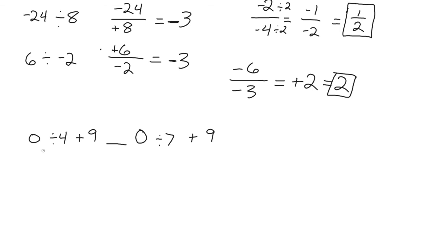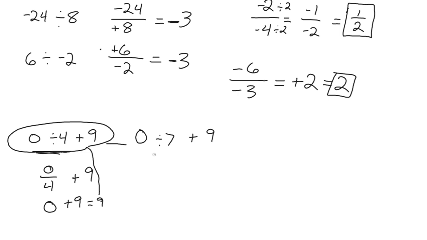Well, let's write this out. And remember, order of operations. You do multiplication and division first before you do addition. So we're going to look at the division first. So 0 divided by 4. And then we're going to add 9. So 0 divided by 4 is just 0. And then you add 9 to that, and you get 9. Okay, that's this first part here.